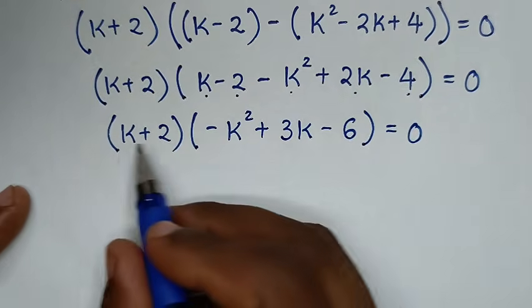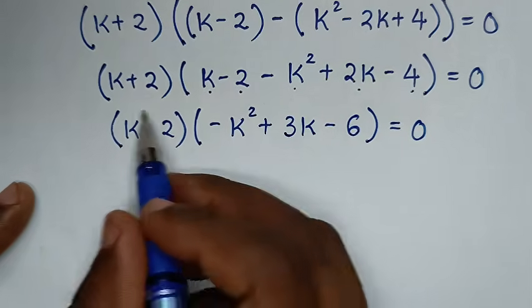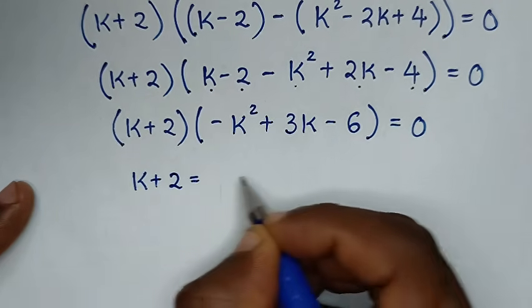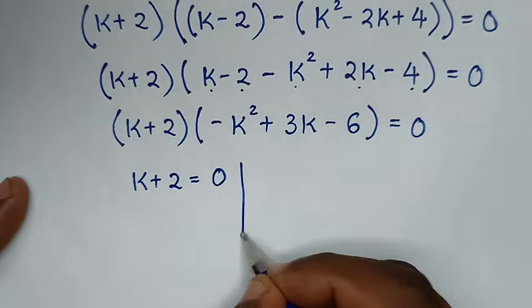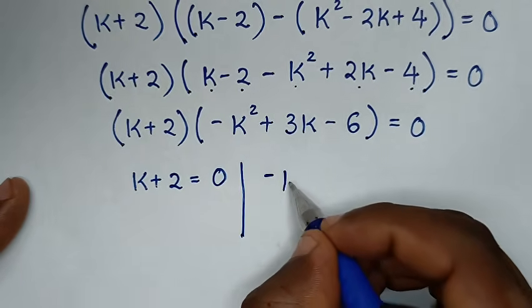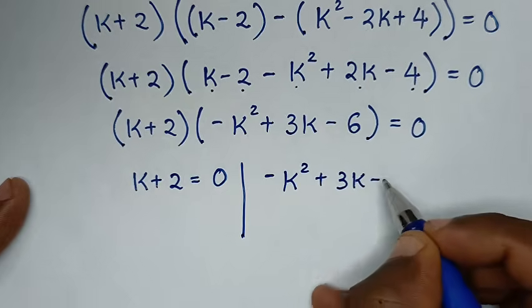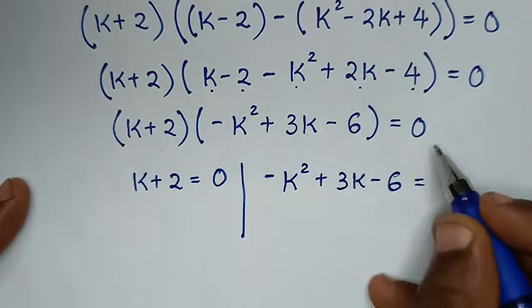Then here we have two solutions, where the first solution is k plus 2 is equal to 0, and the second solution is minus k² plus 3k minus 6 is equal to 0.